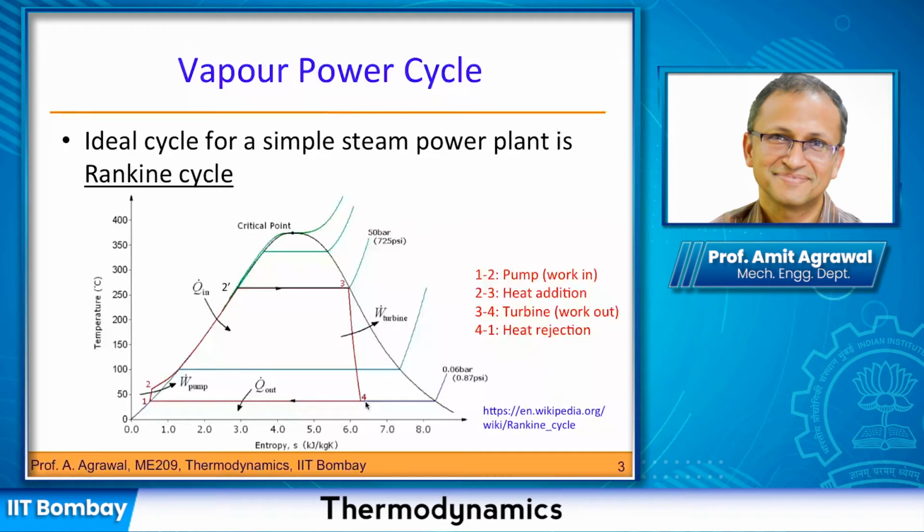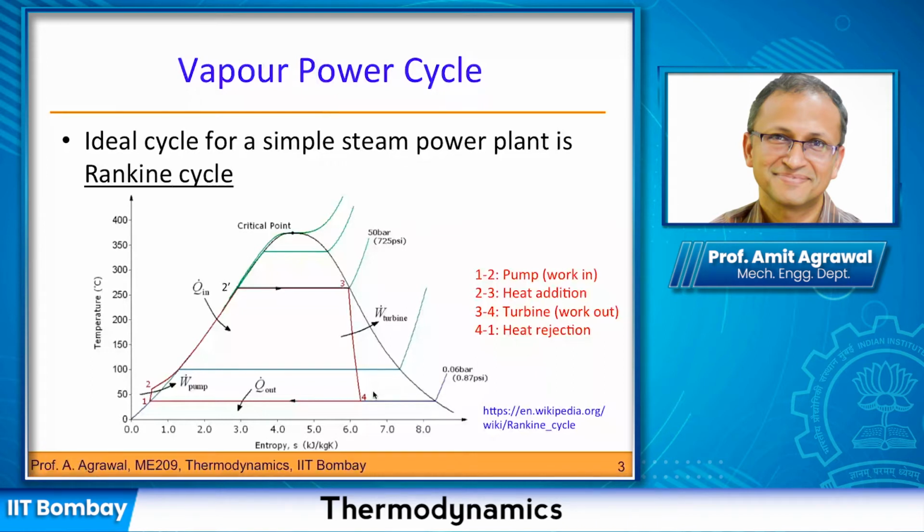And then there is heat rejection, which happens from 4 to 1. You take it to a condenser and you reject heat, and then you basically complete the cycle. This is how the entire cycle gets completed. And of course, 3 to 4 is our leg, which is the most important one, because this is the one which is producing work for us.